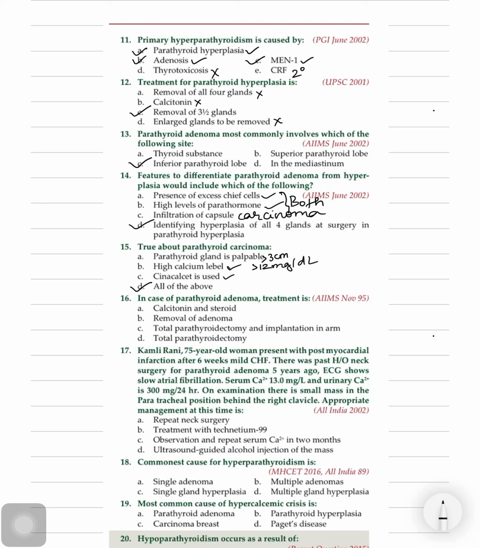In case of parathyroid adenoma, treatment is calcitonin and steroid? No. Removal of adenoma? Yes. Total parathyroidectomy and implantation in the arm is carried out in hyperplasia and not in adenomas, and total parathyroidectomy is not done. So, the option is B.